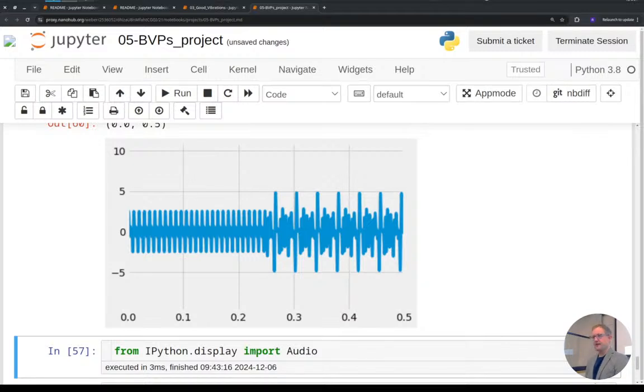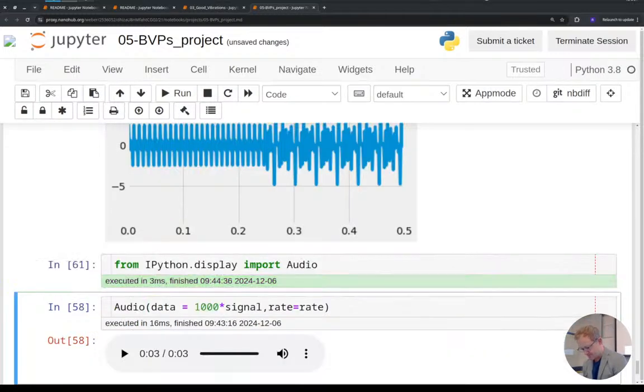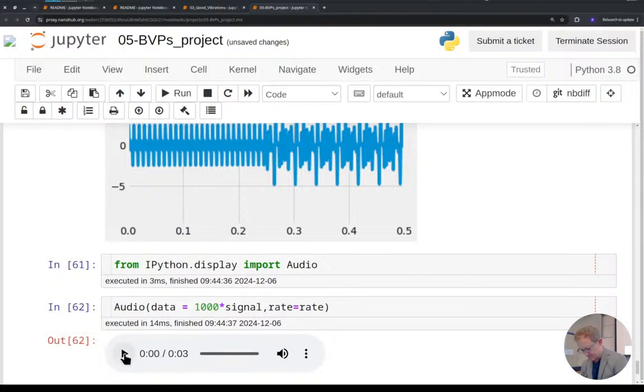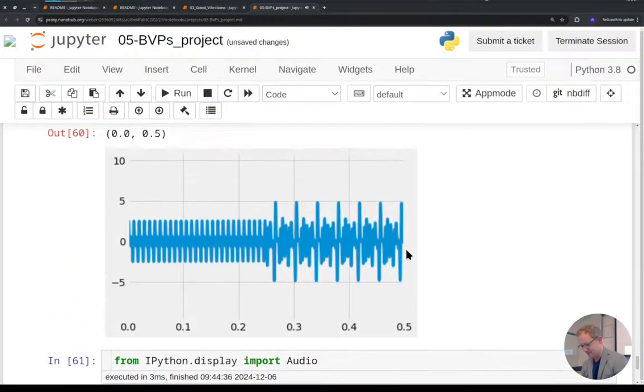Like that. Now our signal looks different. So now we should be able to hear a difference. Definitely like clicking or something as we keep adding things to it.